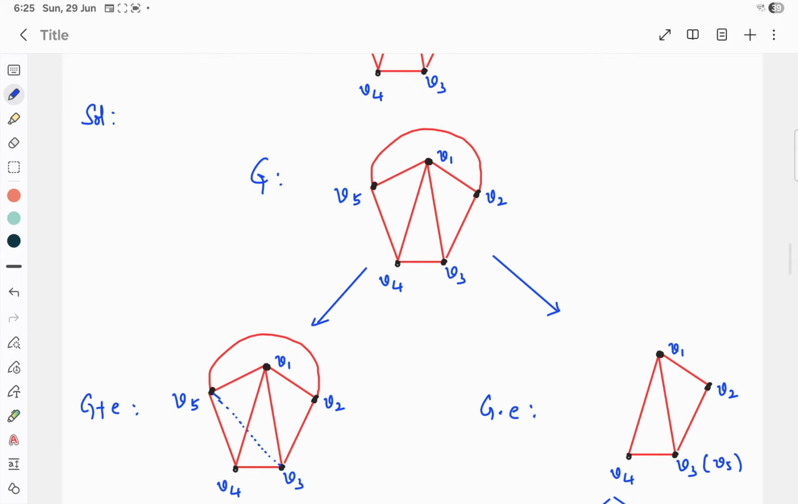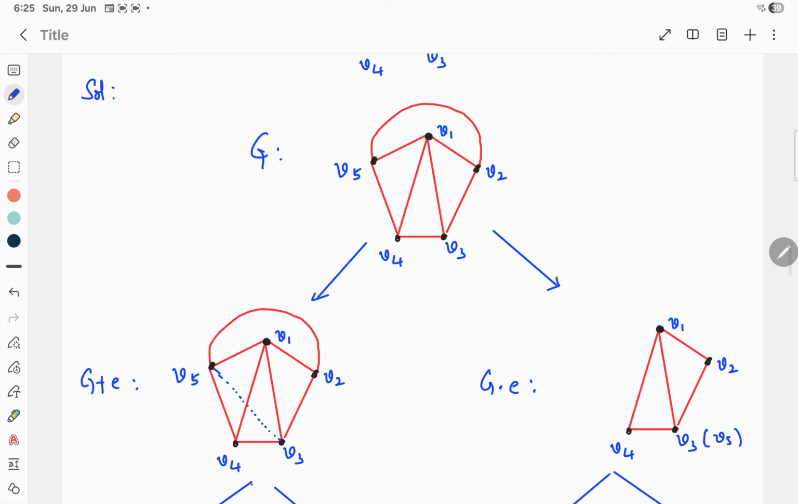Yeah, we see here V5 and V3 are not adjacent. V2 and V4 are not adjacent. So in the first step, I will add an edge between V3 and V5 to get G plus E, right? Next, those two vertices are fused, right?